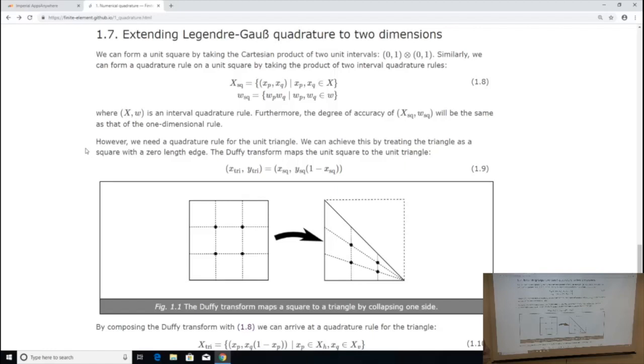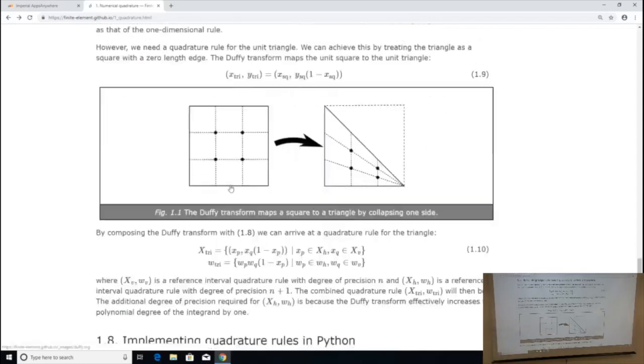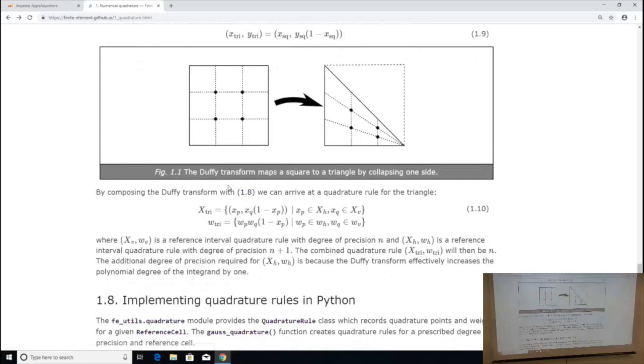a slightly different proposition. Fortunately, I've already mentioned the solution to this problem. The solution to this problem is we'll just change coordinates. So we'll just change coordinates into a coordinate space where our square is a triangle. So this is called the Duffy transform. And the Duffy transform simply says I'll change coordinates so that the length of this side is zero, and now I've got a triangle. That works so long as your quadrature points aren't actually on the boundary, because if they are on the boundary, you've just squashed a whole bunch of them onto one spot and bad things happen. Fortunately, the Gauss-Legendre quadrature points are all interior to the domain. Life's great. So this is how we do it.